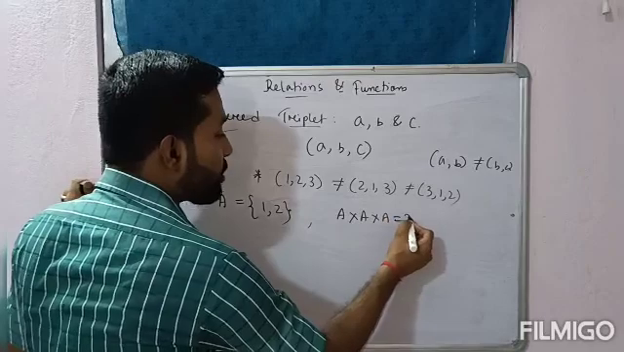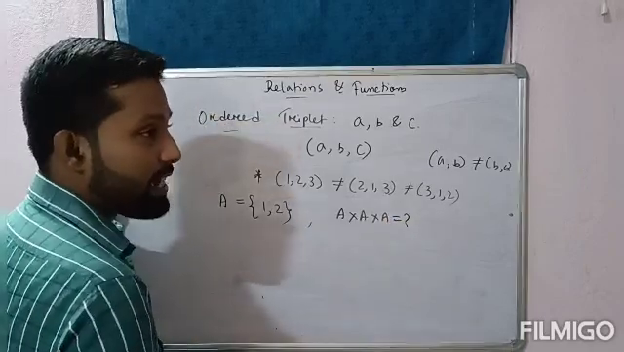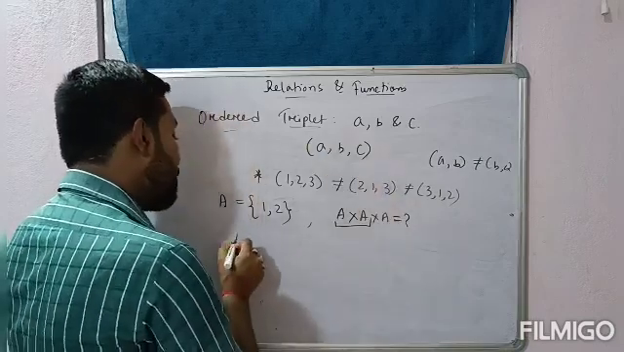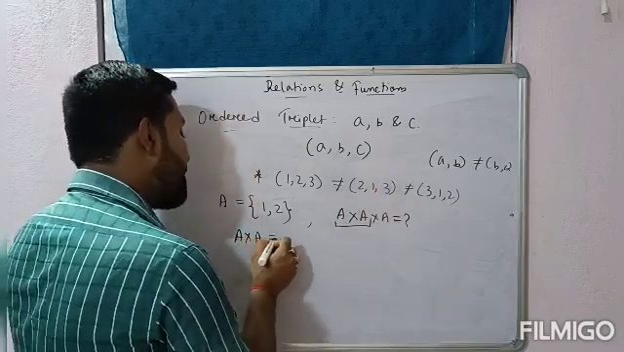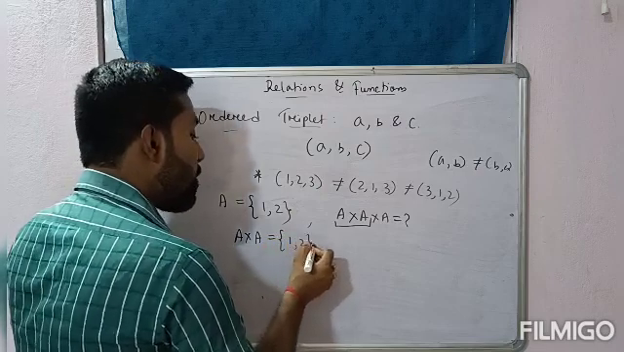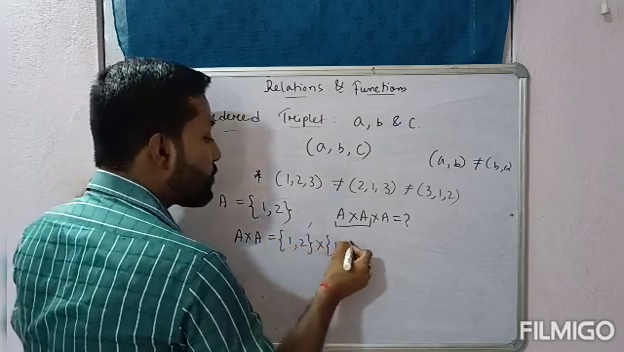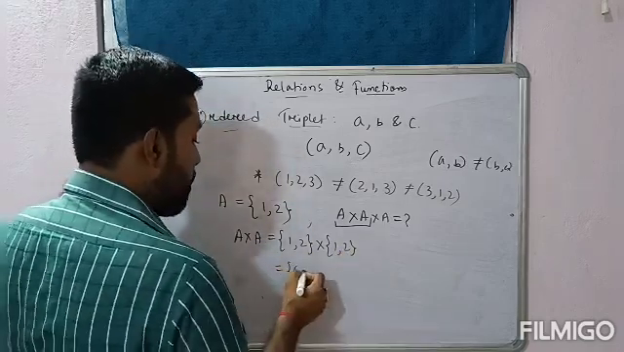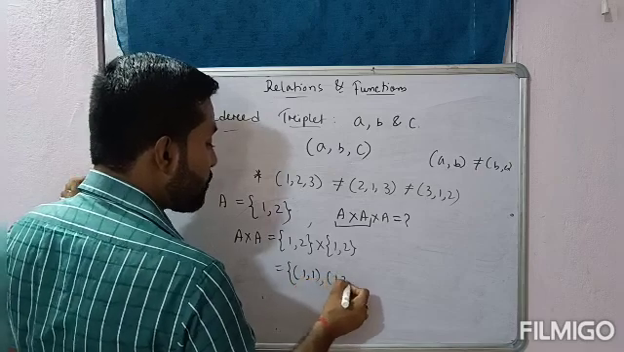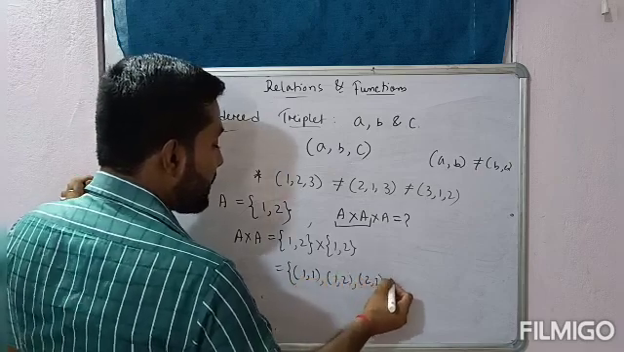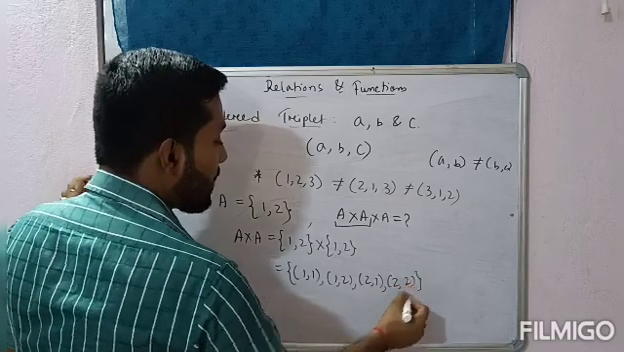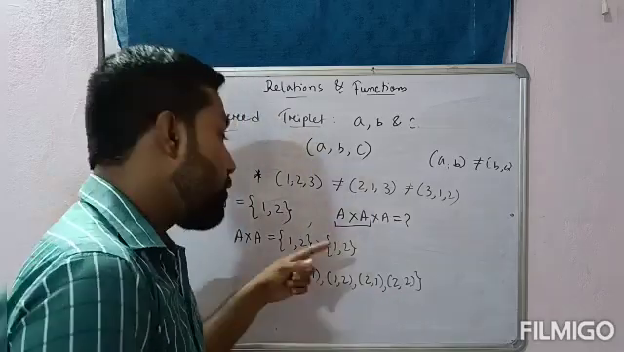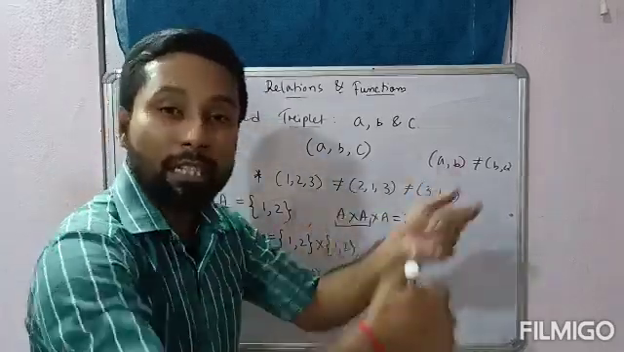So find out A cross A cross A. Let us see how to find A cross A cross A. In order to find A cross A cross A, first of all you have to find A cross A. पहले A cross A का वैल्यू निकालो. That is {1, 2} into {1, 2}, that is equal to, normal Cartesian product जैसा होता है वैसे, (1, 1), (1, 2), (2, 1), (2, 2). ओके, ये हो गया A क्रॉस A का वैल्यू. अभी A क्रॉस A का जो रिजल्ट मिला वही रिजल्ट को थर्ड A के साथ मल्टीप्लाई करेंगे.